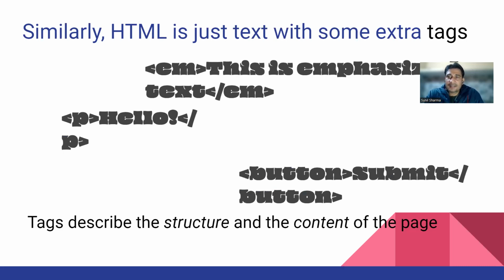Most of the tags come in pairs, opening tags and closing tags. You can see here em, this is the opening tag, and with the slash em, this is the closing tag. In between the tags there is some text which will be seen in the browser. So these are the tags which define the structure and content of the web page.